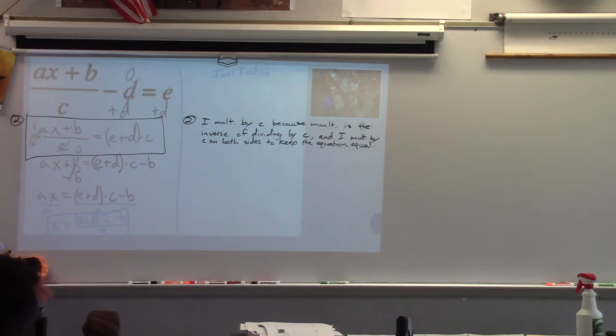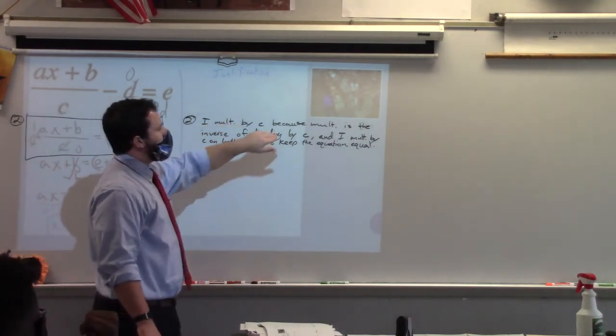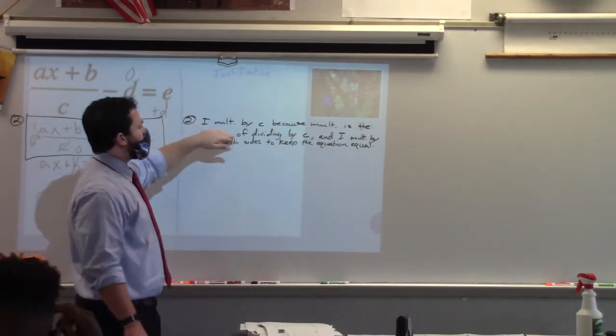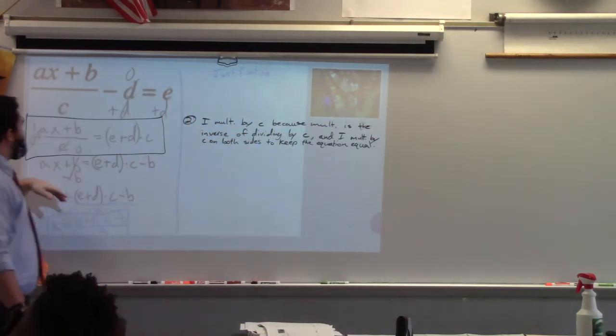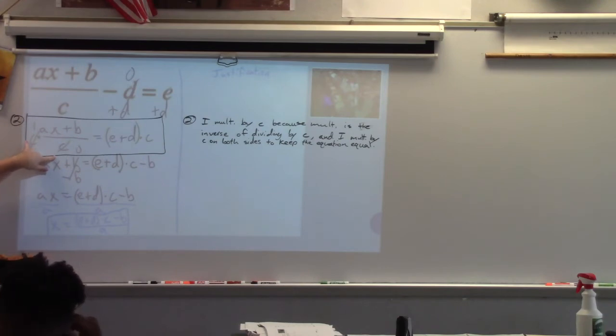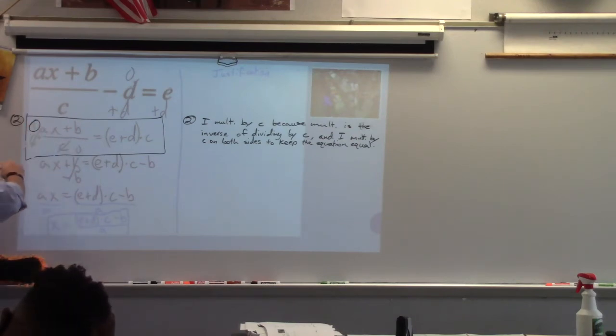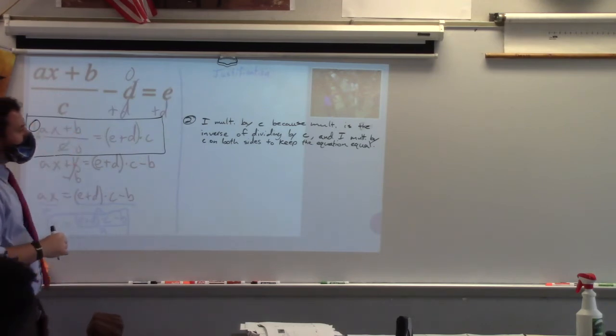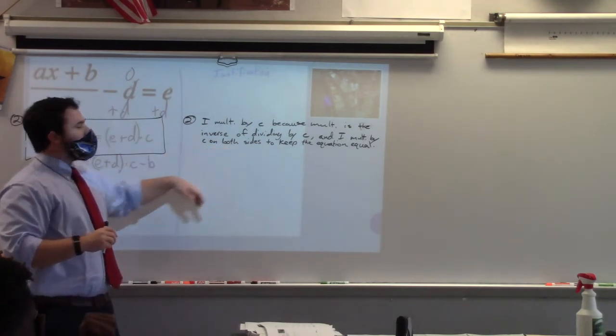Okay? So then let's think about it now. We got to multiply by c because multiplication is the inverse of division, right? So we had division, so we multiply by c. So is that a true statement that multiplication is the inverse of division? And what do we know about inverses? They do what to each other? Cancel each other out. Specifically in this case, c divided by c is 1. And that's why 1 times ax plus b is just that ax plus b. Okay? And did she multiply by c on both sides of the equation?